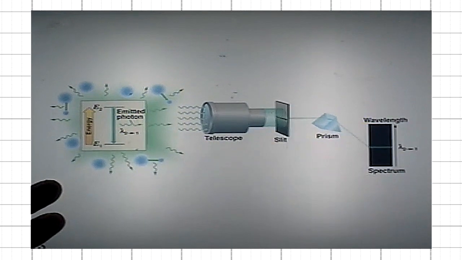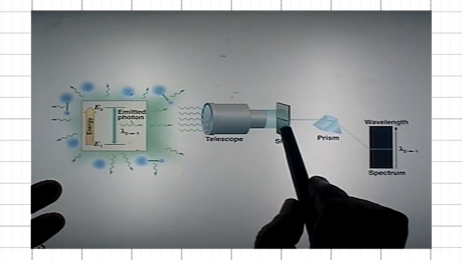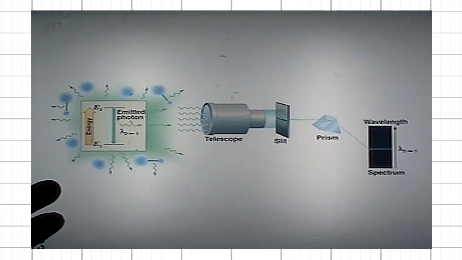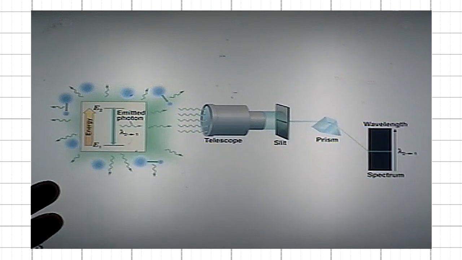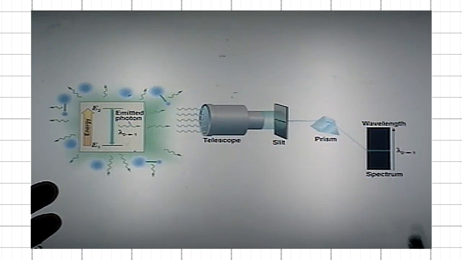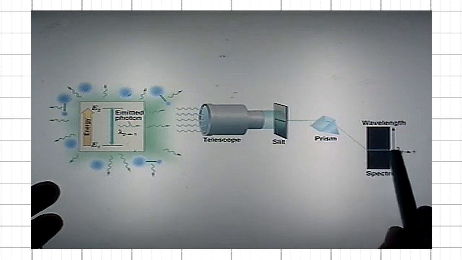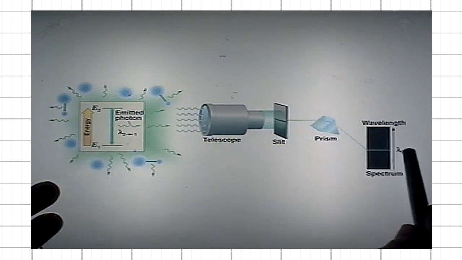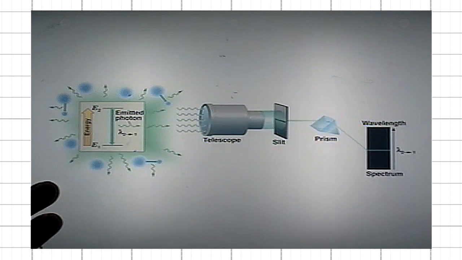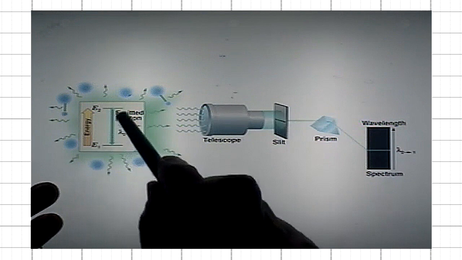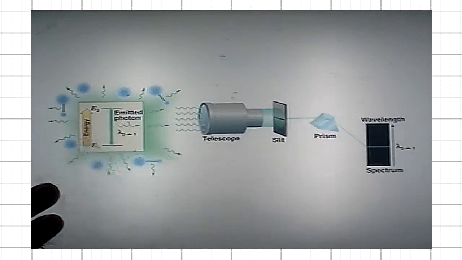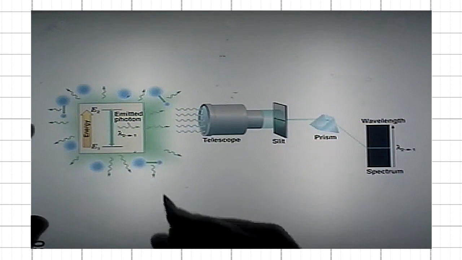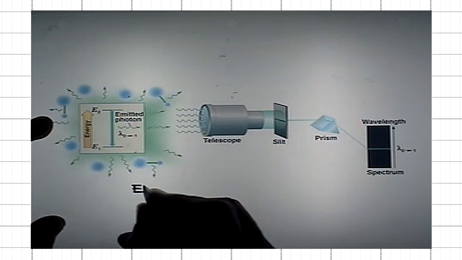We typically use the slit to collimate the beam of light, pass it through the prism so that we see which wavelengths are present there. And then what we see is basically one particular line of given wavelength, and that wavelength is basically determined by the energy difference between these two levels. So this is the emission process.